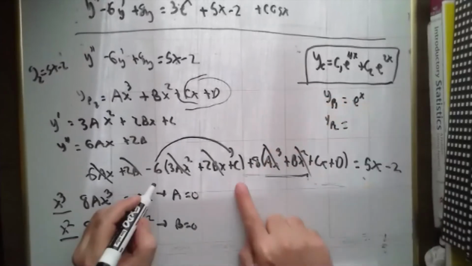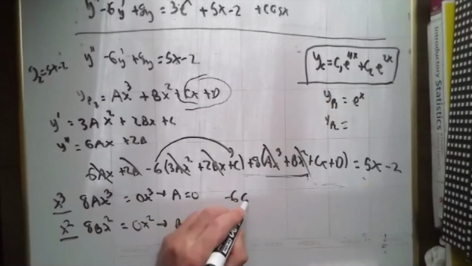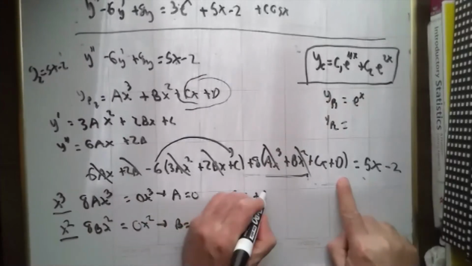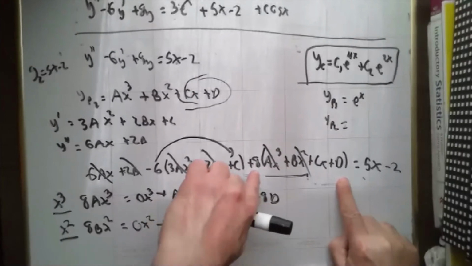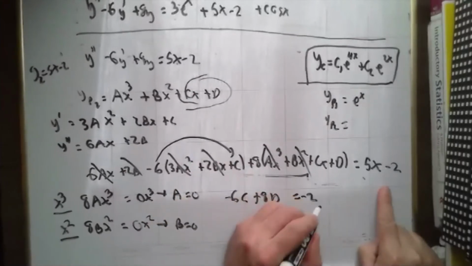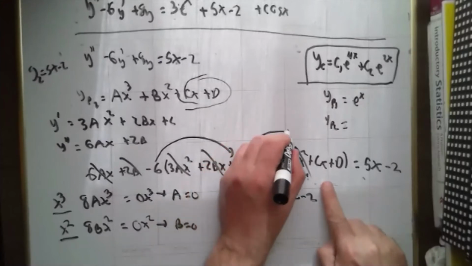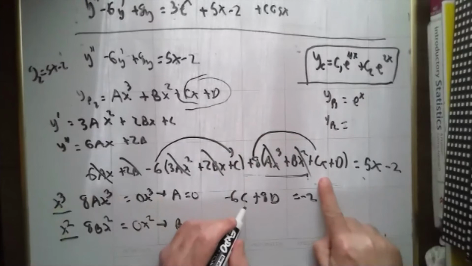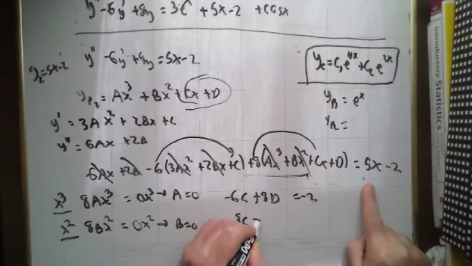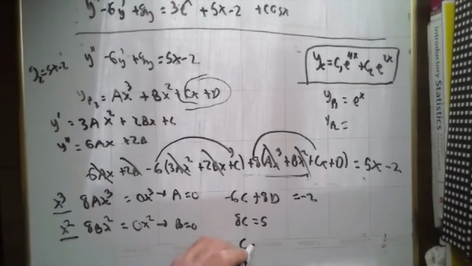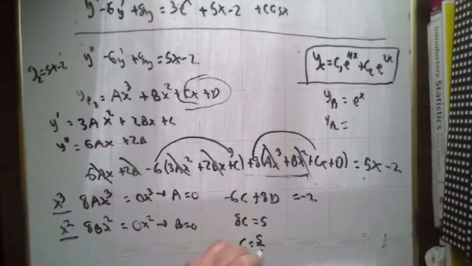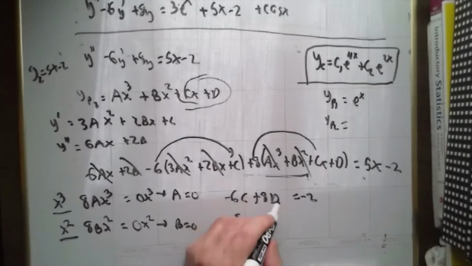All right, so what do we have then? -6c plus 8d. Those are my two linear terms, must equal -2. And those were my constant terms, my only term with an x is still 8c equals 5. So c was 5/8. Now we have to solve for d.